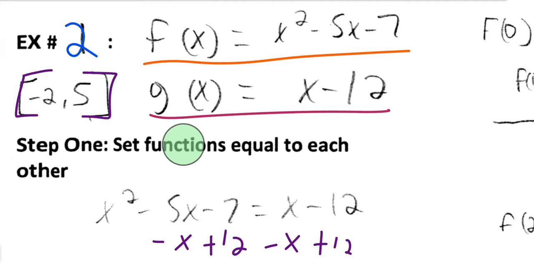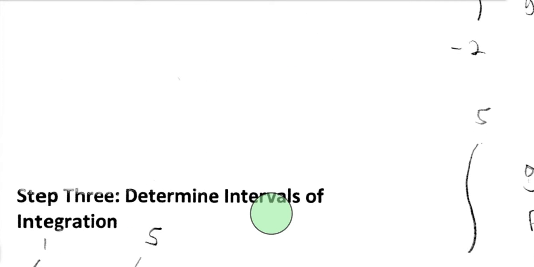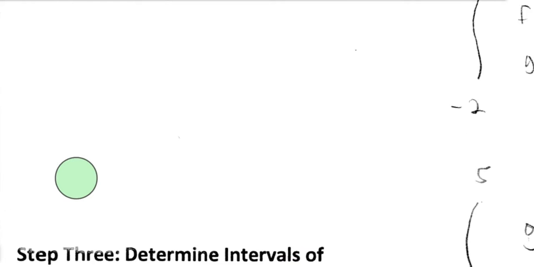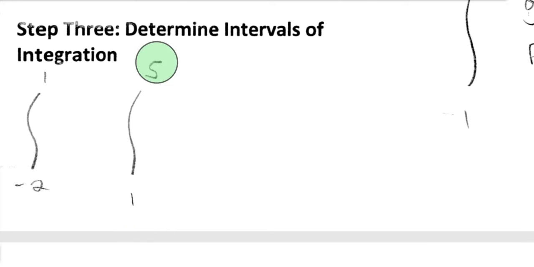Now, thing is, we're only worried about from -2 to 5, and since one of our limits is 5, this one intersection place won't matter, just the x equals 1. All right, next we're going to determine our intervals of integration. So again, that x equals 5 was already the rightmost boundary, but the x equals 1 will now break up our integral into two separate intervals. We have one that goes from -2 to 1, our leftmost interval up to where they first cross, and then 1 to 5, which is where they cross up until our rightmost boundary, which happens to be where they cross again, and that can happen.